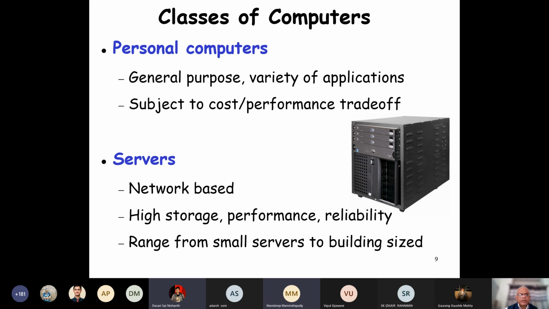So the servers have high storage, performance, and reliability. So basically, we have a powerful CPU. Typically, we have 8 or 16 core processors, high memory, and high storage, and extremely reliable because thousands of users access it. We don't want it to be disrupted.